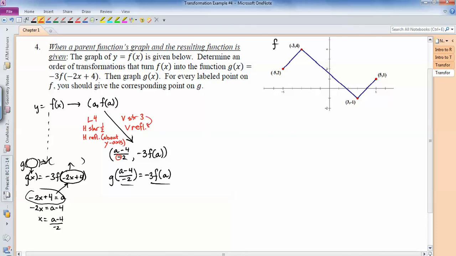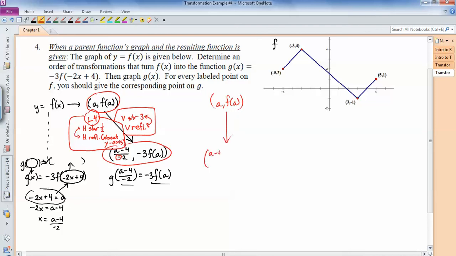You could do these in opposite order if you want to, just like I could have done these in an opposite order if I wanted to. But in general, this left 4 has to come first. And it doesn't really matter if I mix up horizontal then vertical. Normally you'd say, okay, let's do the horizontals and then we'll do the verticals. Okay, so now we've got a list of transformations that'll get us from f to g. I also know that my general point on f turns into this general point on g. So anything on the original graph that has a, f of a turns into a minus 4 over negative 2, negative 3 f of a. So we can take our 4 points here and figure out what happens to those.